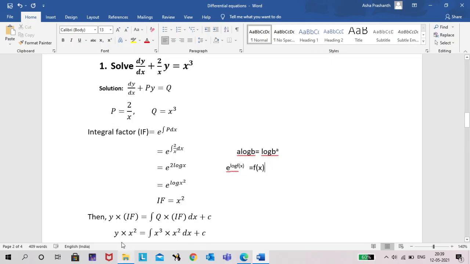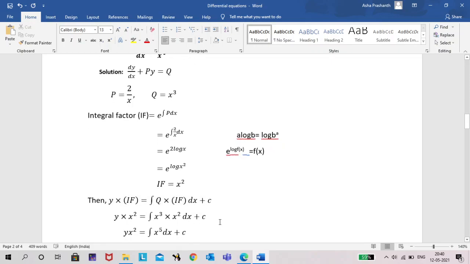So the general solution is y into integral factor is equal to integration of q into integral factor dx plus c, right? In the next step I am writing y as it is. What we got for integral factor is x square. I am just substituting that, and integration of q. What is q? This is x cube, right? I'm just substituting the q value x cube. The integral factor is x square into dx plus some integral constant, right?